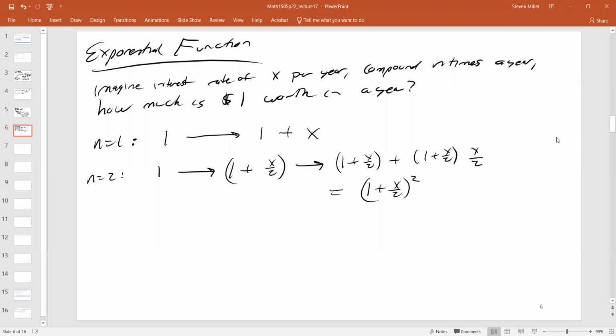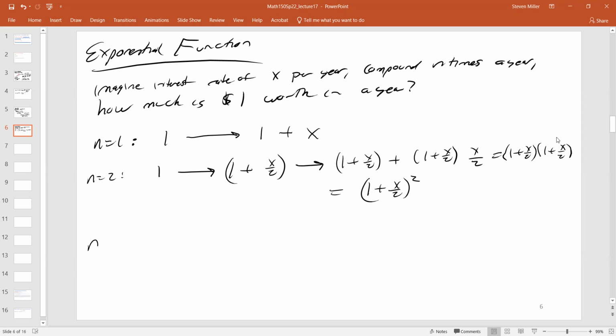Sadly, they shouldn't have just given it to them first. That's exactly what we're doing here, right? We take the principal and then we add the principal times the interest. That's just the same as multiplying by 1 plus X over 2. This is just 1 plus X over 2 times 1 plus X over 2.